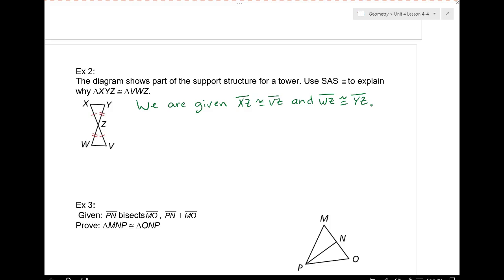This is huge that you know this, people. I either need another pair of corresponding sides or another pair of corresponding angles to show the triangle is congruent. But they already told me it's going to be side, angle, side. So I need a pair of angles. Where are they?